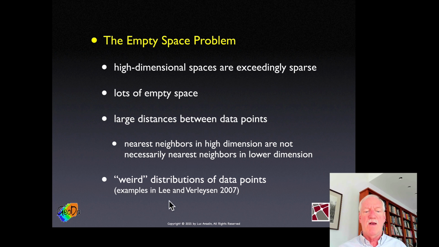In this book by Lee and Verleysen that is referred to in the workbook, in the lab notes, there are descriptions of really weird spiky things and situations where all the points are at the edge of the hyperspace, things that we don't see in 1 and 2 dimensions, but that become increasingly common in very high dimensions. Another aspect related to this has to do again with nearest neighbors, in that nearest neighbors in high dimensional spaces are not necessarily nearest neighbors in low dimensional spaces.